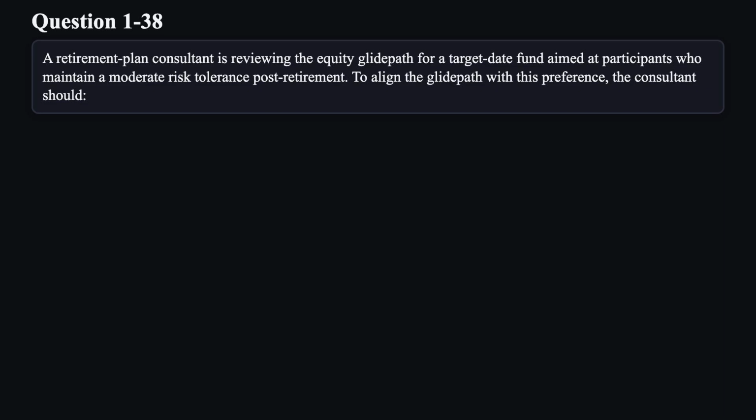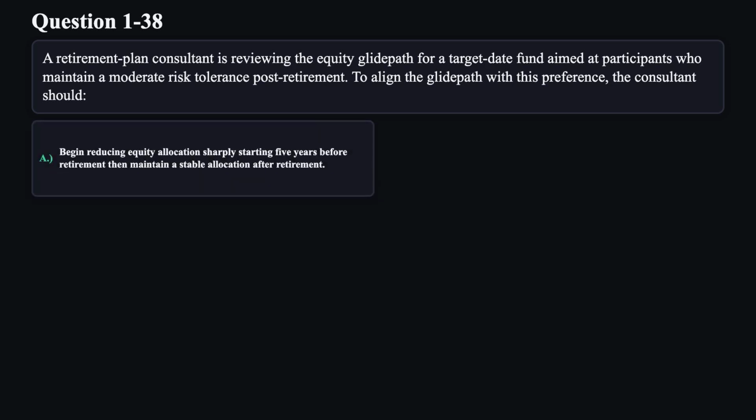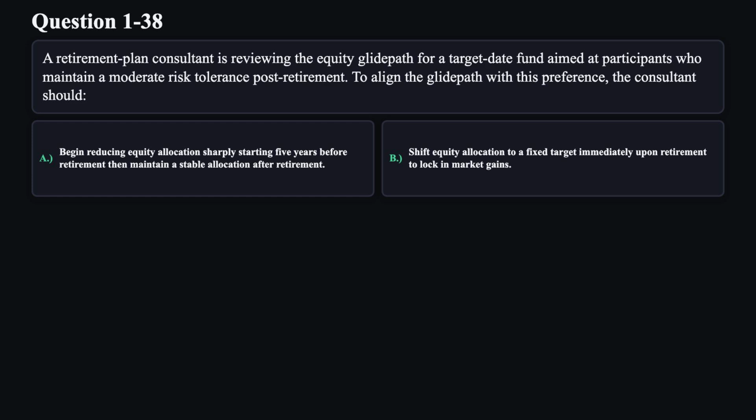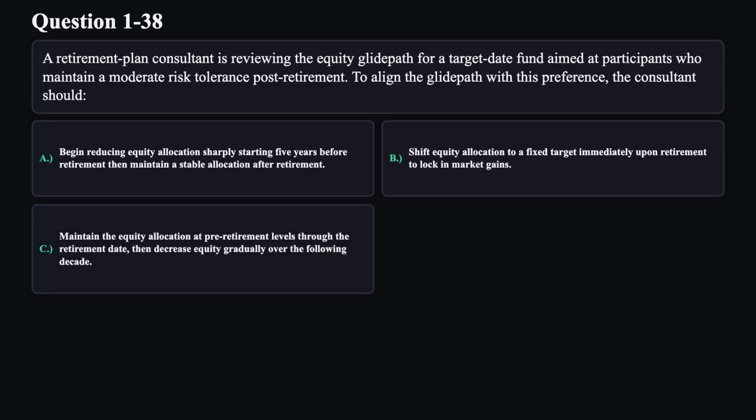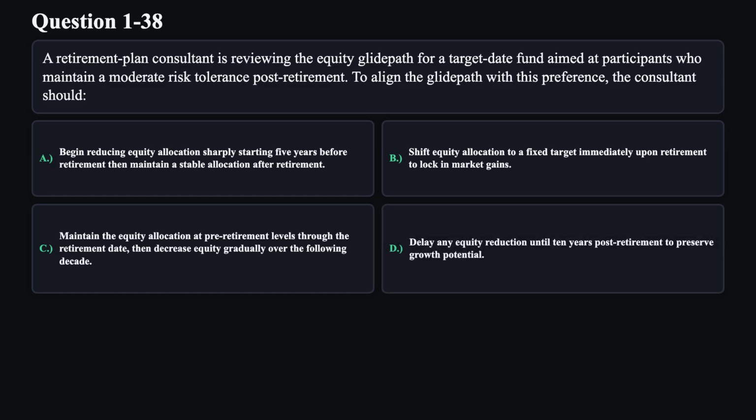Question 38. A retirement plan consultant is reviewing the equity glide path for a target date fund aimed at participants who maintain a moderate risk tolerance post-retirement. To align the glide path with this preference, the consultant should A. Begin reducing equity allocations sharply starting 5 years before retirement, then maintain a stable allocation after retirement. B. Shift equity allocation to a fixed target immediately upon retirement to lock in market gains. C. Maintain the equity allocation at pre-retirement levels through the retirement date, then decrease equity gradually over the following decade. D. Delay any equity reduction until 10 years post-retirement to preserve growth potential.